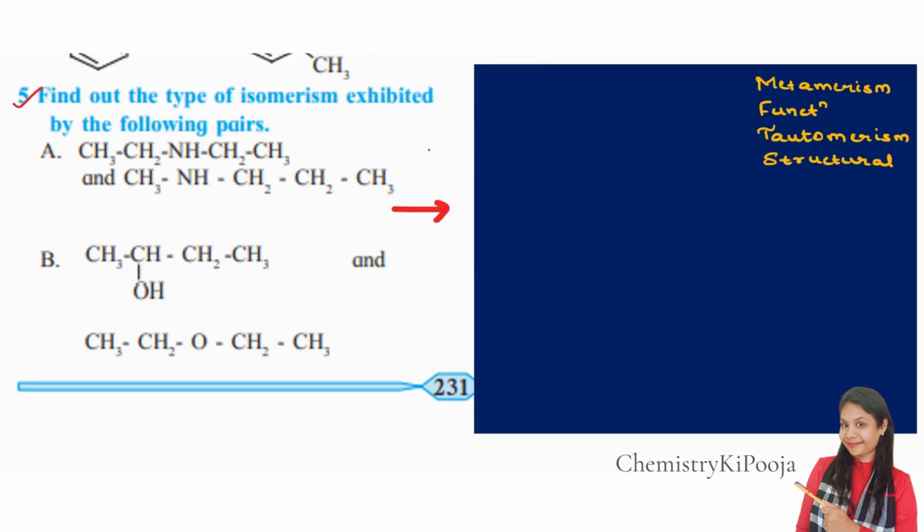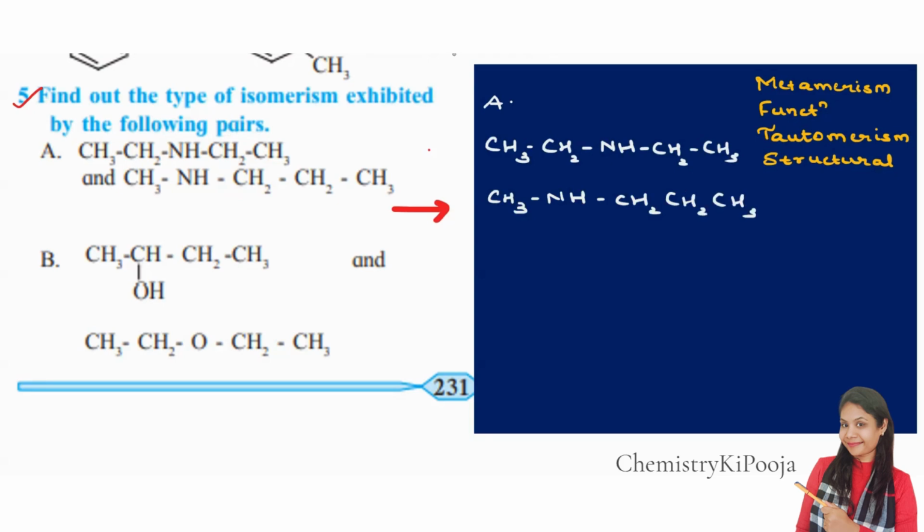Question number A. If I look into question number A, it is having CH3, CH2, NH, CH2, CH3, and we also have CH3, NH, CH2, CH2, CH3. Now, if I carefully look into the structure, I can see that the functional group in both the cases is the same, right? But if I look into the alkyl groups on both the sides, they are not the same. On the left hand side here, it is 2 carbon, right hand side 2 carbon. Over here, 1 carbon, and over here we have 3 carbon.